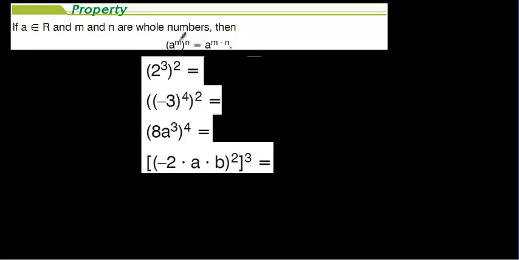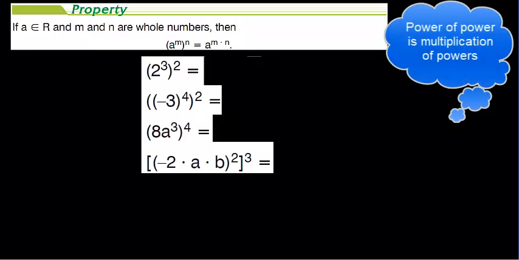Here, this is called power of power. When we have a power, and outside of the parenthesis, again a power, power of power is multiplication of powers. You can note down this one. Power of power is multiplication of powers. And here the answer is going to be 2 to the power of 3 times 2, which is equal to 2 to the power of 6.